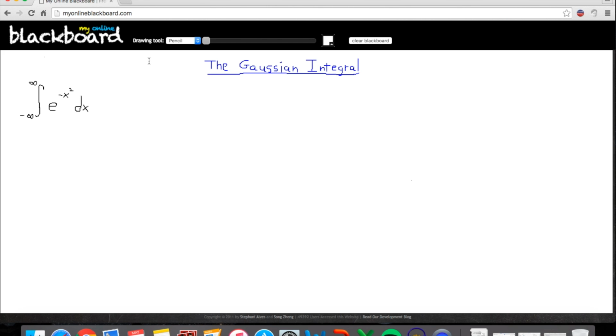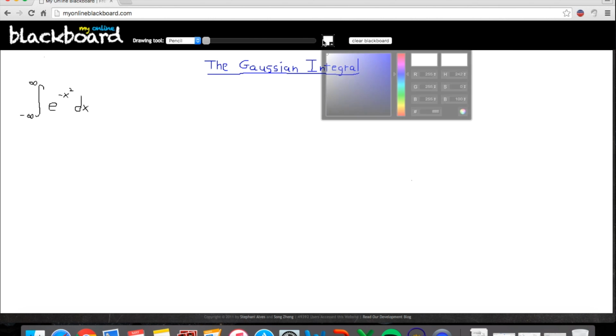So, the Gaussian integral looks very complicated, and what we have is basically an improper integral, showing the area of e to the negative x squared dx, the integral, the area under that graph of the entire real line, being from negative infinity to positive infinity. So just to get an idea of what this graph looks like, I'm just going to quickly sketch it over here.